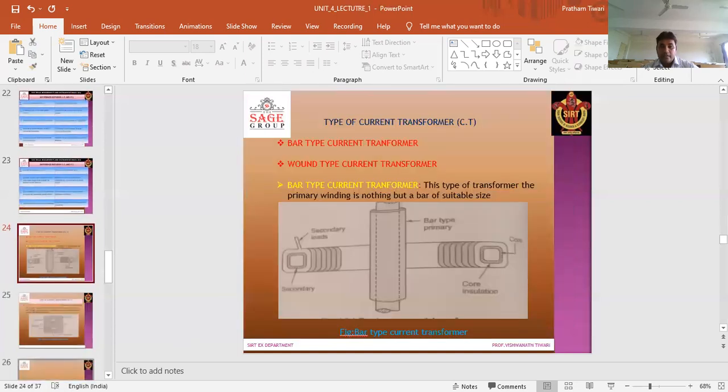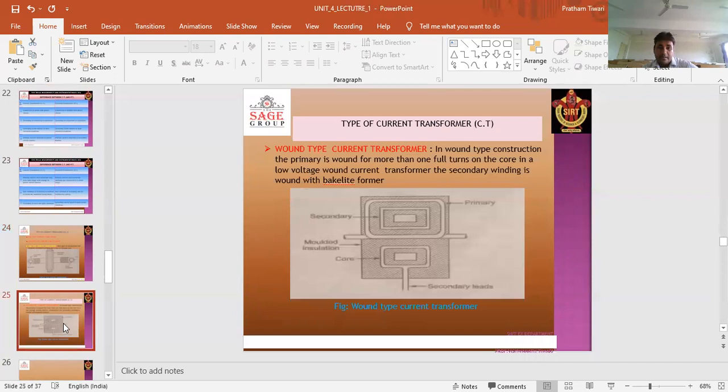Next, types of current transformers: bar type current transformers and wound type current transformers. In a bar type current transformer, the primary winding is nothing but a bar of suitable size. You can see the bar type circuit diagram or block diagram in this figure. This is the wound type current transformer. In this type of construction, the primary is wound for more than one full turn on the core. In a low voltage wound current transformer, the secondary winding is wound on bakelite formers. This is the presentation of this type of current transformer.